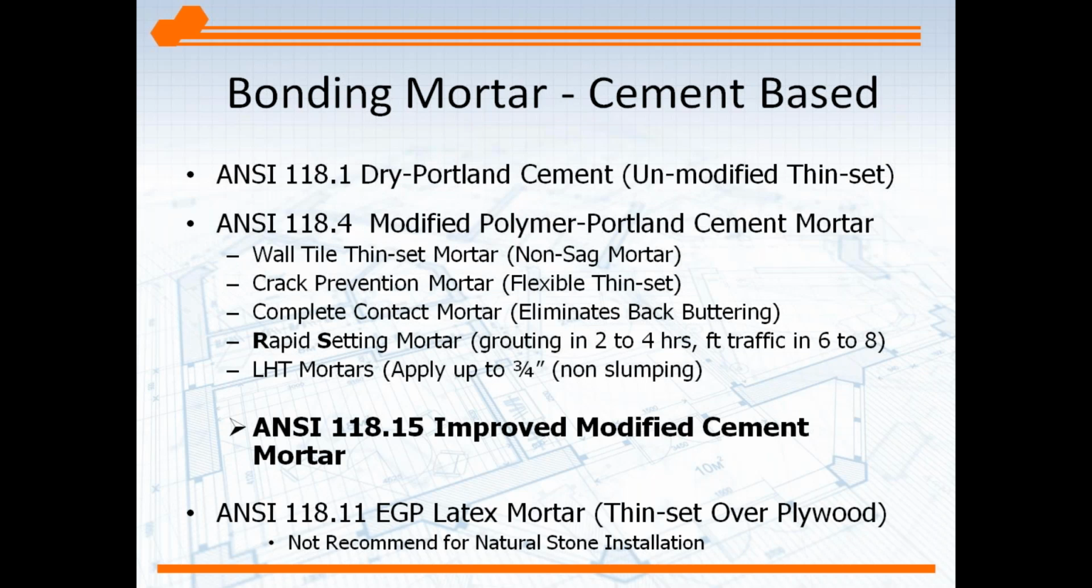But TCNA is very clear about calling for a modified Portland cement mortar for the installation of porcelain tile, which is probably 75 to 80% of the tile being installed as porcelain. So they call for a 118.4, which was the old standard for modified Portland cement mortar, and it's still the current standard. It was the original modified mortar standard. And you can see there that it's a crack prevention mortar on the market for that. You can use it for walls and floors. They have a rapid setting version of that mortar, 118.4. And they make LHT mortars in 118.4.